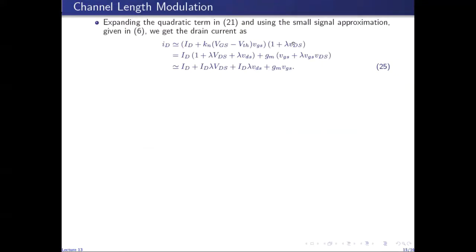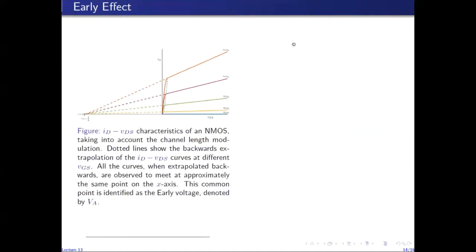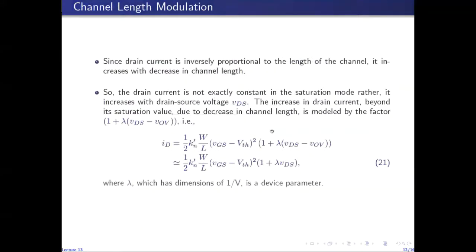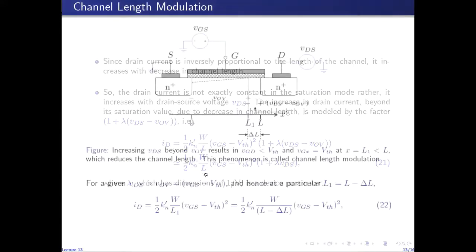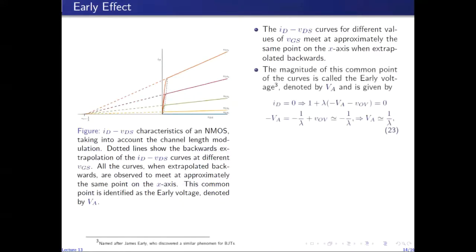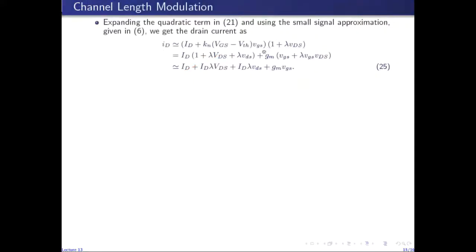Including the channel length modulation now, I go back to the actual drain current equation. In this drain current equation in the saturation mode, where we include the effect of channel length modulation, if I again apply the small signal approximation, then this saturation value can be written as an approximate sum of the DC component of the drain current and a linear function of small vGS. Here I've written the quadratic term under small signal approximation as the DC component of the drain current plus gm times small vGS. And I've also included the effect of channel length modulation.